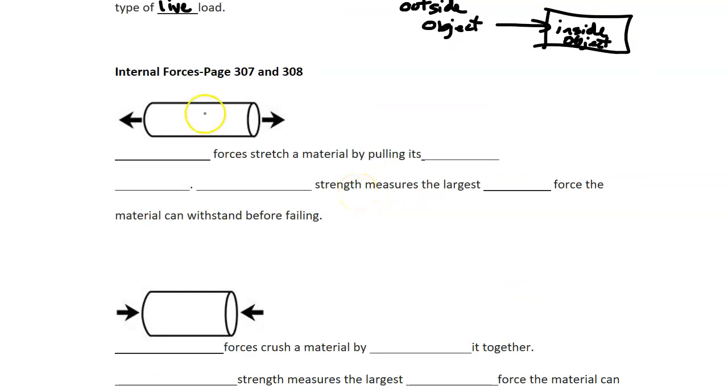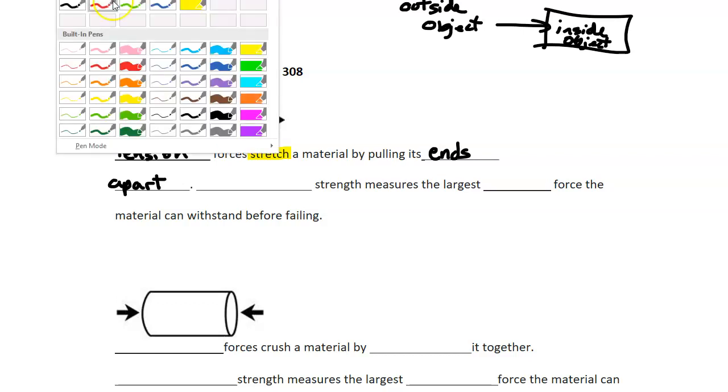Four types of internal forces. And the first one is a tension force. Now a tension force is basically a stress that pulls the ends apart. It's basically a stretching or a lengthening of the material. That idea of stretching. A stretch would be an external force causing tension within the actual object.